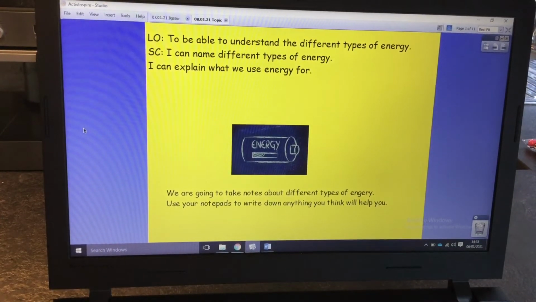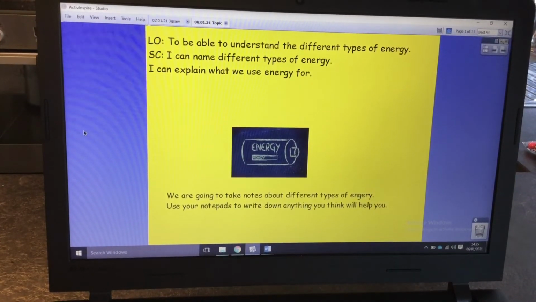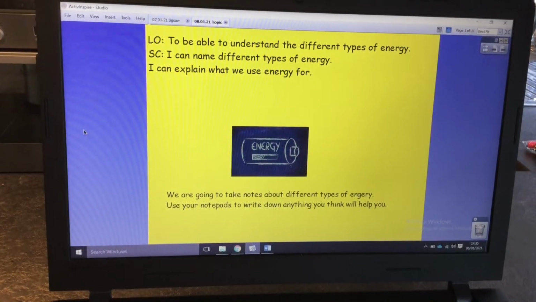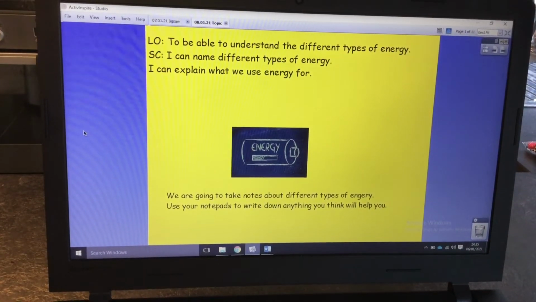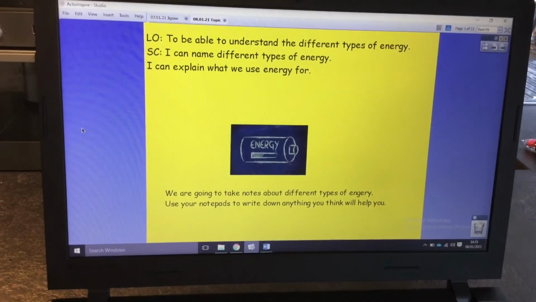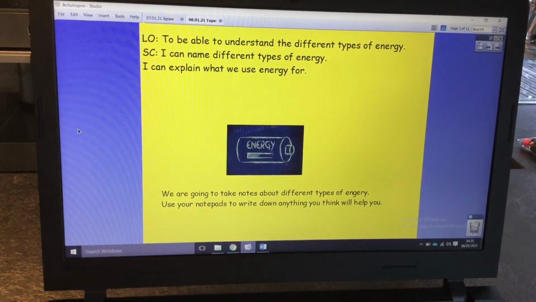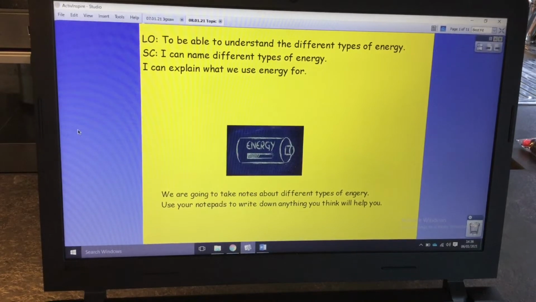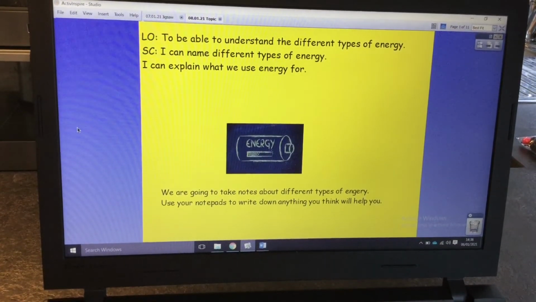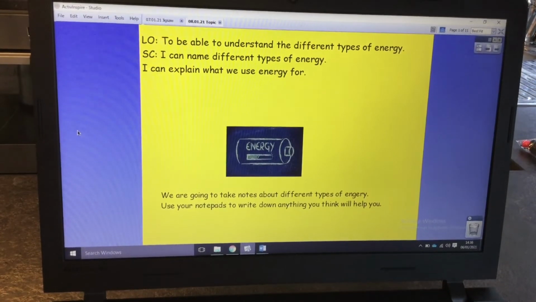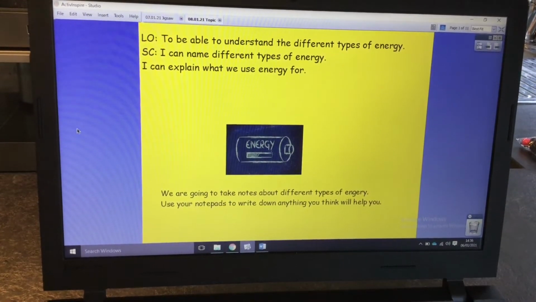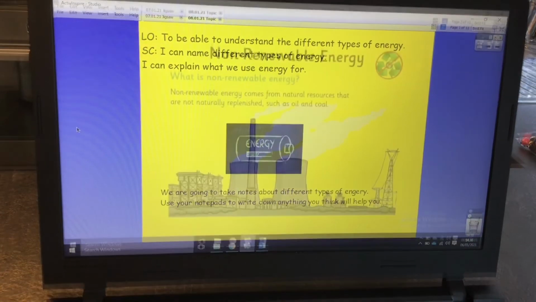So we are learning today to be able to understand the different types of energy. I can name different types of energy and I can explain what we use energy for. So what I'm going to do is take you through some slides with some information on them, and what I'd like you to do is write down any notes that you think might help you later with the activity. You could always go back and forth through the video and pause it where you need to, but if you would like to make notes, then please do.